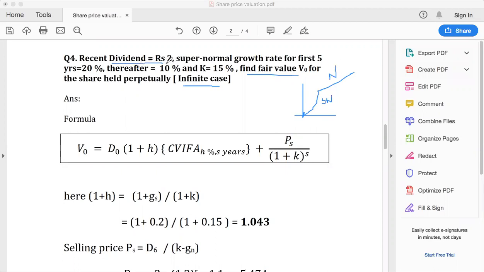The recent dividend is the same as earlier, rupees 2. The supernormal growth rate for the first 5 years, suppose this is a company which is growing super fast for the first 5 years at the rate of 20%, and thereafter it becomes like any other normal stock in the relevant industry, which is growing at a rate of 10%.